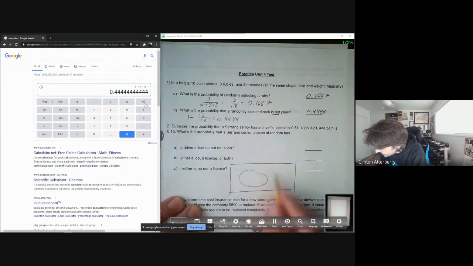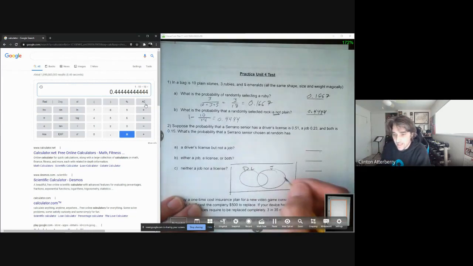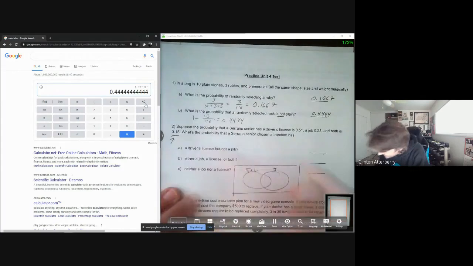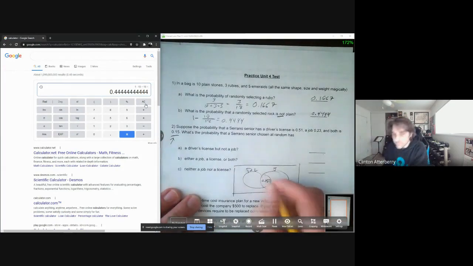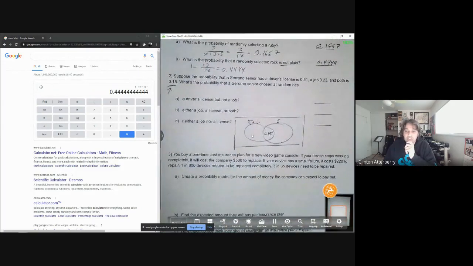So we have 2 groups, right? Driver's license and job, and there's some overlap. Start with the overlap, start with the overlap. Then fill in these spaces right here. Go to the driver's license or go to the job, either one. I like to go left to right. They told me driver's license first, so I put it on the left. That's why. And if it's 51% or 0.51 probability, we need to take away the 0.15.